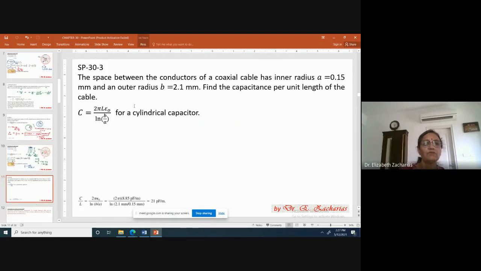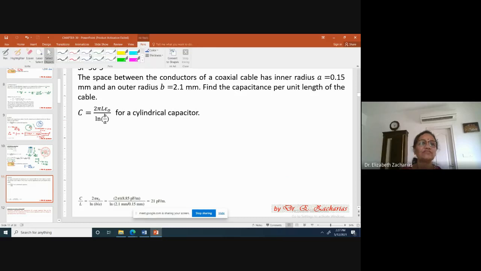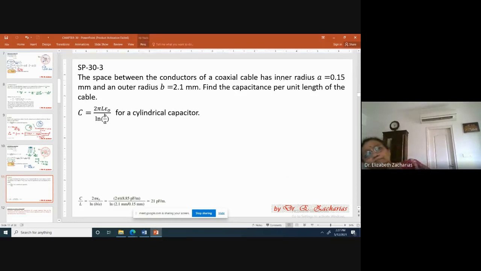Now let's work out this problem. The space between the conductors of a coaxial cable. Just now I told you about coaxial cable. Have you seen a coaxial cable, anyone? It will be black in color. When you remove that cover, you will find a metallic mesh, and within the metallic mesh you will find a white dielectric. Once you remove the dielectric, inside you will find a copper wire. How many of you have seen this?